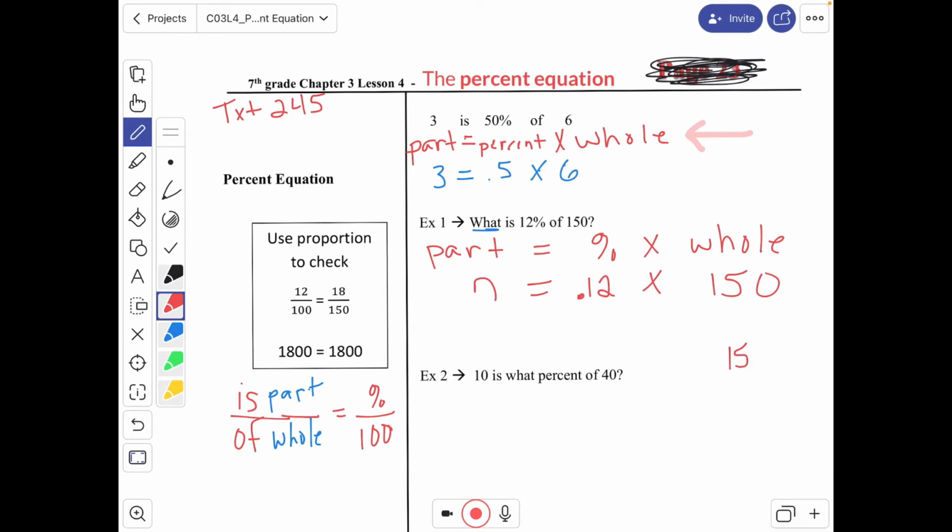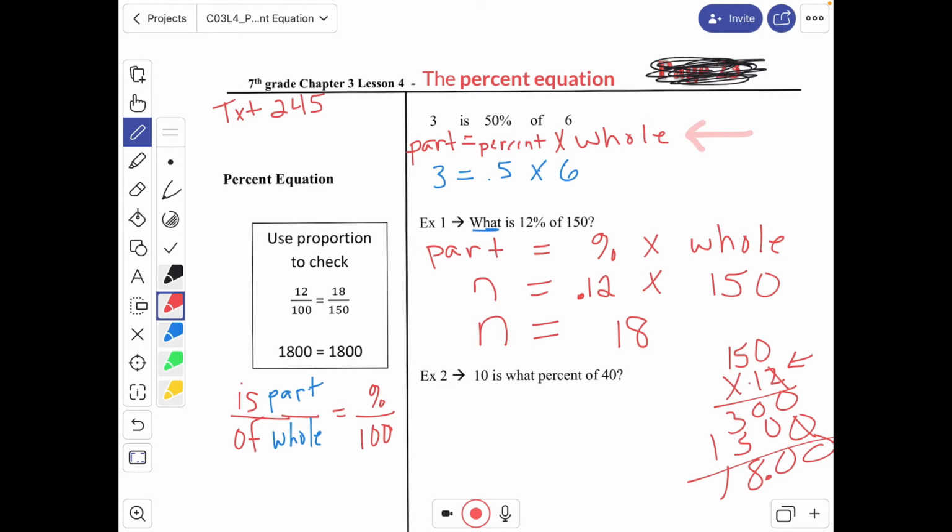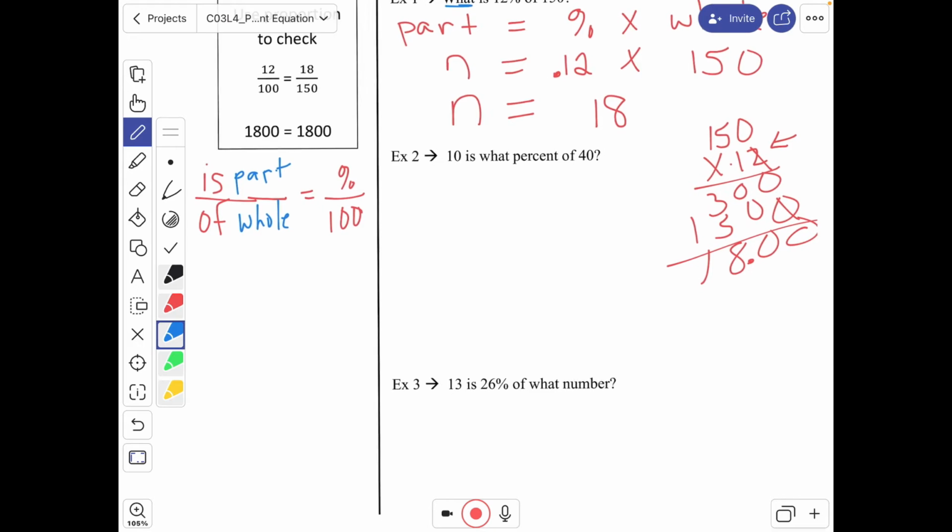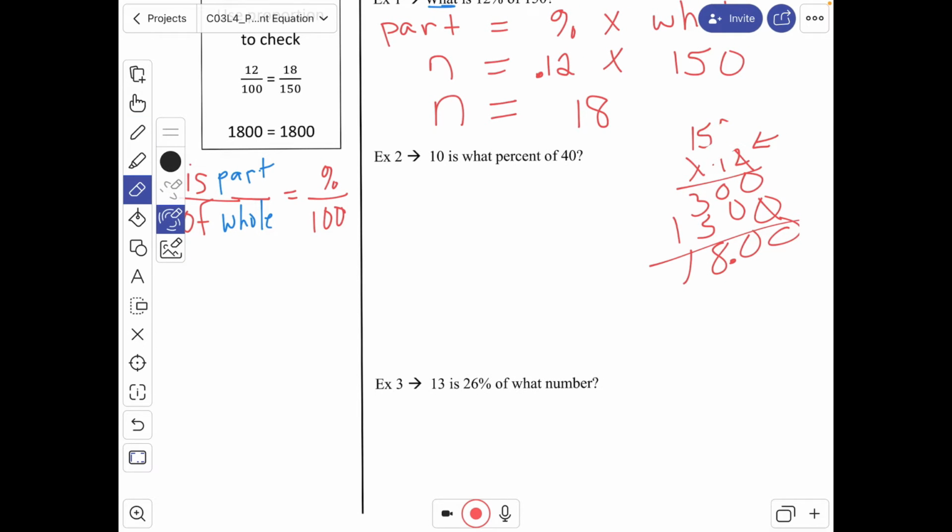And then we just work that out. 150 times 0.12. So we get 1800. But there's 2 spaces in our problem behind the decimal, so we need to move it 2 spaces in our answer. So this side of the equation is 18, and n is on the other side, so n equals 18. Let's try another one. And I'm going to erase this over here so that I have room to write.